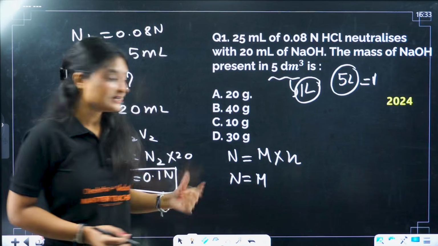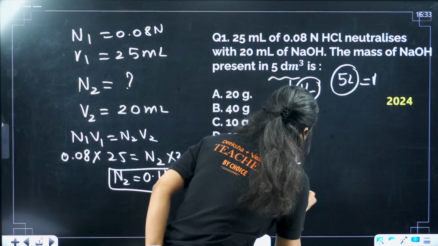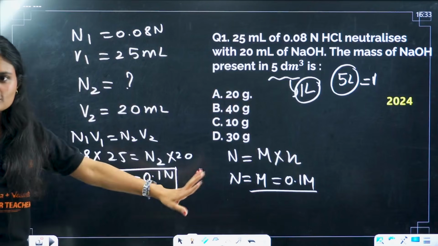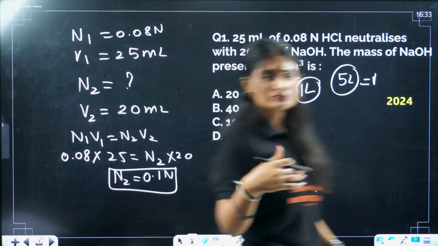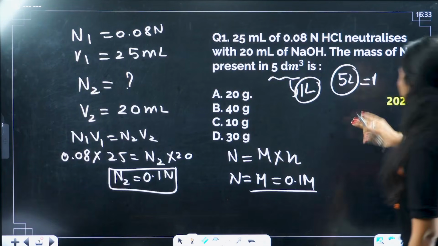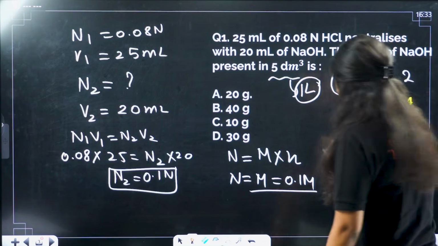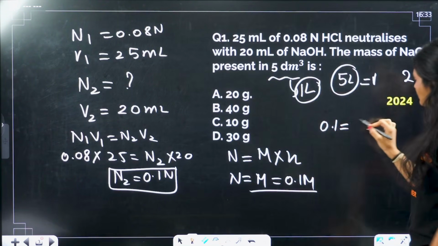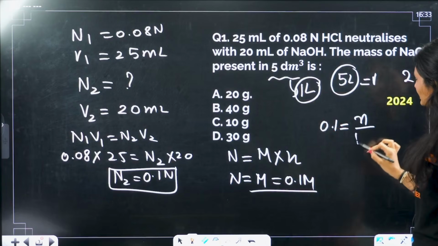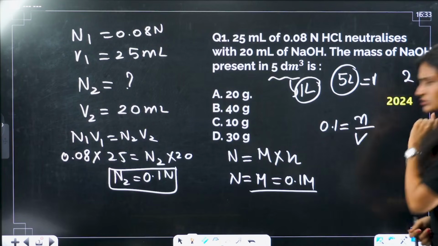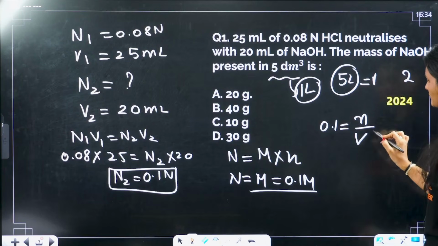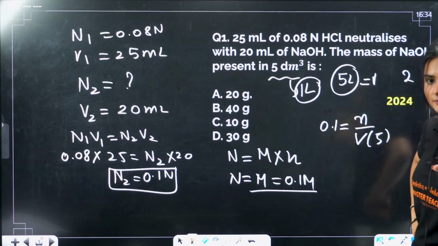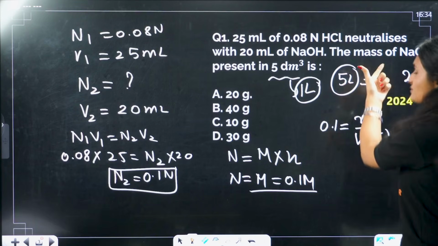So what is the molarity? Then the molarity is 0.1 molar. I hope it is clear till now. Now we need the mass. So we have 0.1, which equals molarity, the number of moles of solute present in 1 liter of solution. Volume is already given to us. What is the volume? It is 5 liter. Number of moles is what? Given mass upon molar mass. Now that mass we need to figure out.